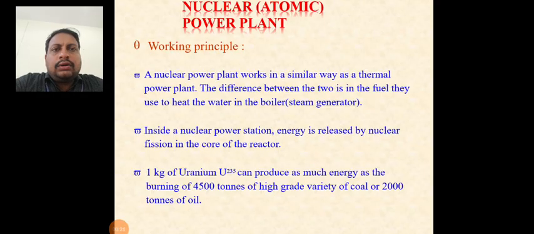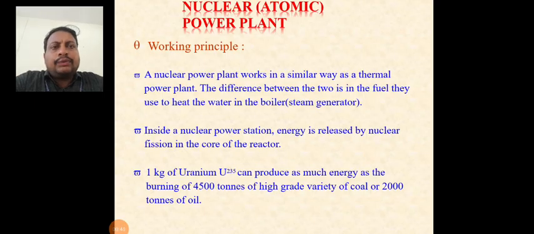In the case of a thermal power plant, we are using steam generators that we call boilers. In that boiler, burning of the coal takes place. Coal burning takes place on the grate, so that heat will be liberated. We are using a fire tube boiler or a water tube boiler. So we are creating the heat by burning coal.